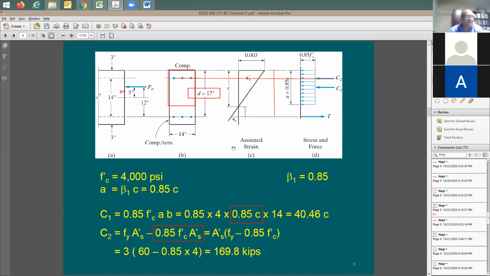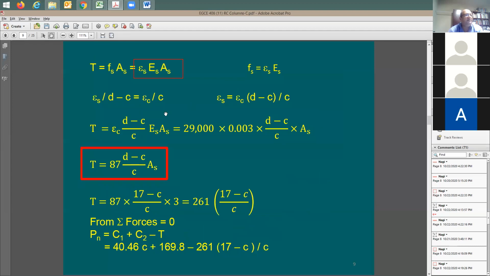So in this case, I should be able to find T in terms of c, and this is exactly what we are doing. Here's the relationship between the strain in the tension steel, the 0.03 compression strain in the concrete, and d minus c divided by c. So we can put in all numerical values, and at the end of the day, I can find that the tension force is equal to 261 multiplied by 17 minus c divided by c. Someone's going to say, where did you get this number from, the 17 minus c divided by c?